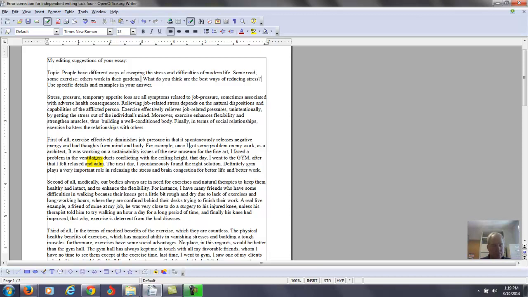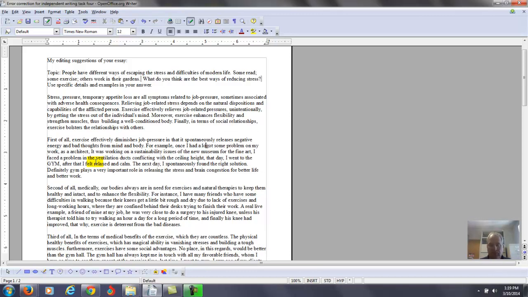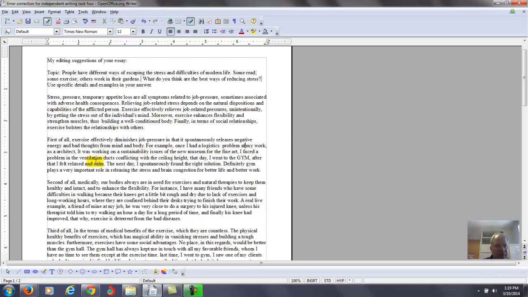Let's see. It says detailed coordination of a complex operation involving many people, facilities, or supplies. I'm going to say that might work for what you're trying to do, right? See, once I had a logistics problem at my work as an architect.